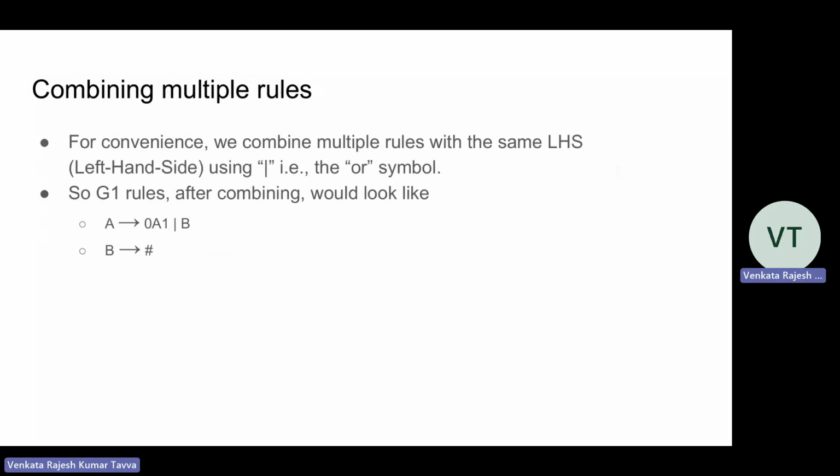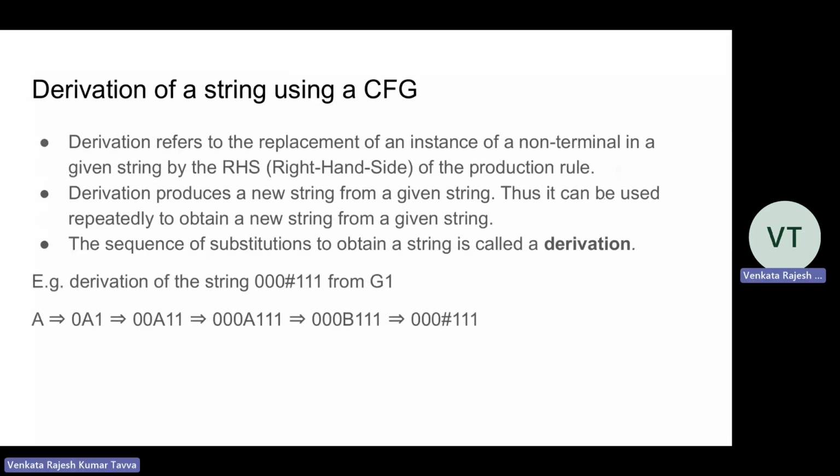So this is how you specify that. This is the OR symbol, like you use in programming also. This bar is the OR symbol. So if you see an A, it can be replaced with either 0A1 or with B. Okay, or anything else in case there are more rules. But if you see a B, there is only one option. You have to replace it with hash. So there is no other OR rule there. Okay, so we have a grammar.